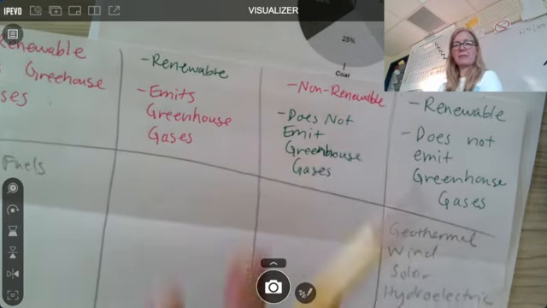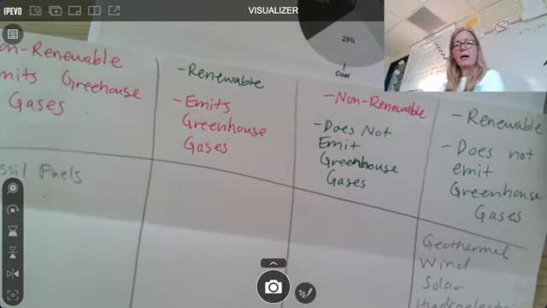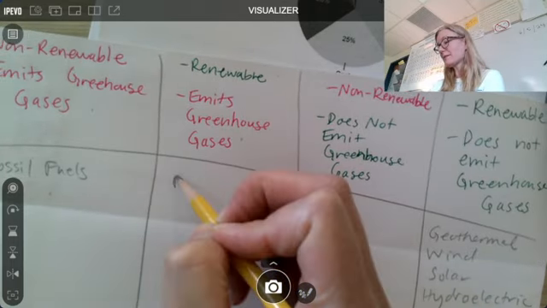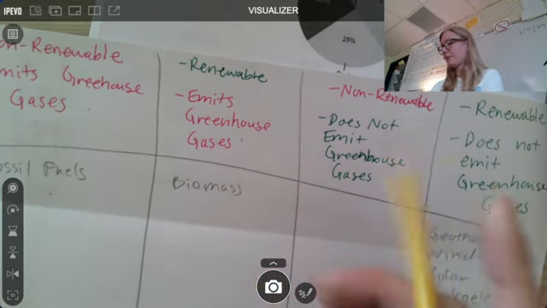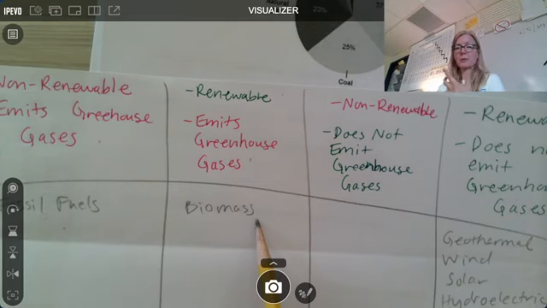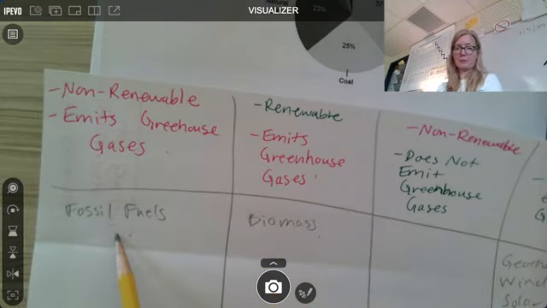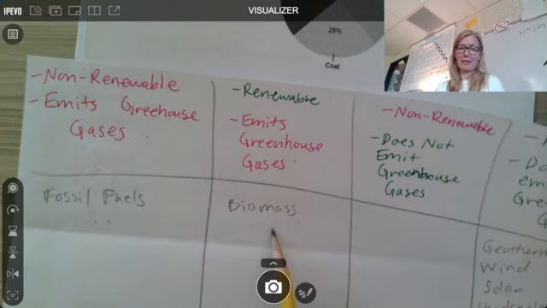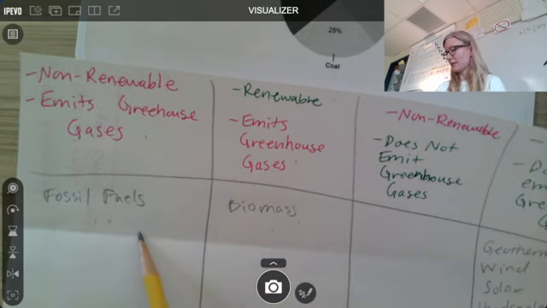Then we have a couple that fall into a partial category. Something that is renewable that does emit greenhouse gases is biomass. Biomass is one of the categories up here that does emit greenhouse gases. This is basically things that we burn that can quickly be grown again, not like fossil fuels, which don't form as quickly as we burn them. Biomass is burning things like bamboo and moss that grow back very quickly. Which is great that it grows back, but the problem is we're burning it, so it's releasing greenhouse gases, the same way that fossil fuels release greenhouse gases.